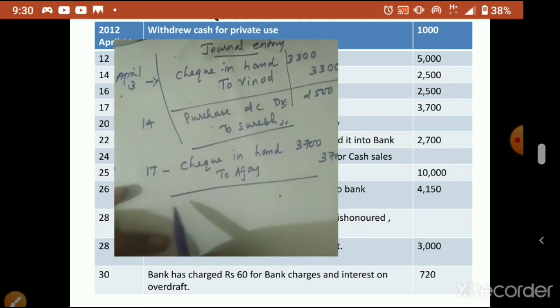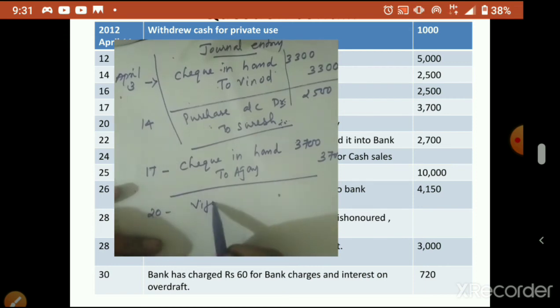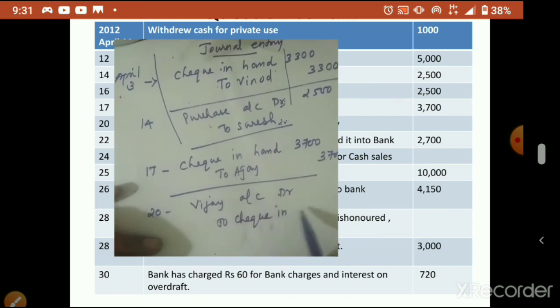Okay. Now on 20th, check received from Ajay endorsed to Vijay. Now on 20th, what do you have to write? Who endorsed to whom? Vijay. So Vijay account debtor to check in hand. How much? 3700. Okay.